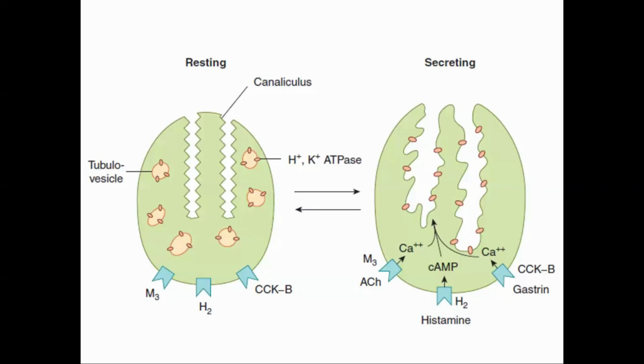This is the active secreting parietal cell, and this is the resting parietal cell. During the resting state, the hydrogen potassium ATPase pumps are internalized inside the parietal cell. Once acetylcholine, histamine, or gastrin binds, these pumps will be fused towards the luminal side of the parietal cell. Am I clear?